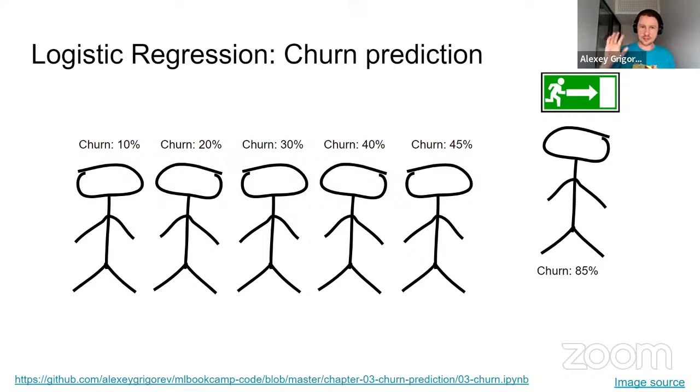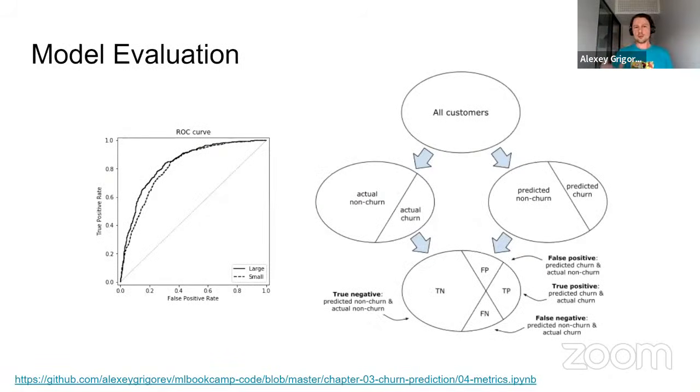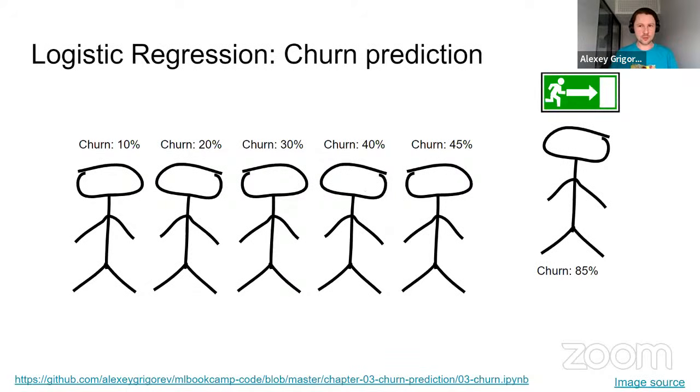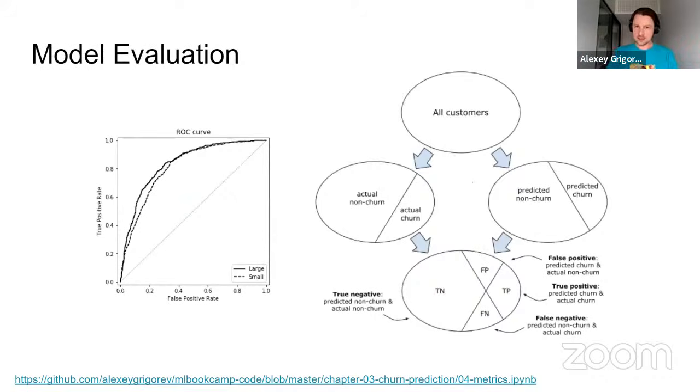So let's see what we have next. Next, we will talk about model evaluation. This is a pretty important and also difficult module because it's a bit abstract, and some of you might need to rewatch this module a couple of times, but it is worth it. What we will cover in this module is understanding how well our models behave. Here we built a model for predicting churn, but how well does it perform? This is what we will devote this module to.